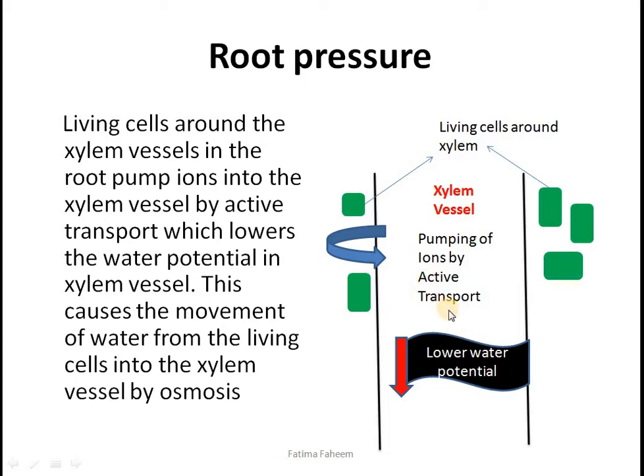This water potential being lowered would cause more water to be taken from the root hair cell into the xylem vessel, causing a diffusion gradient, or rather a water potential gradient, which would cause more water to be absorbed from the root hair cell into the xylem vessel. So what the living cells did was pump the ions by active transport into the xylem vessel, which caused the lowering of water potential in the xylem vessel.